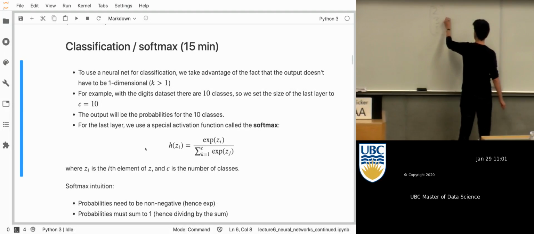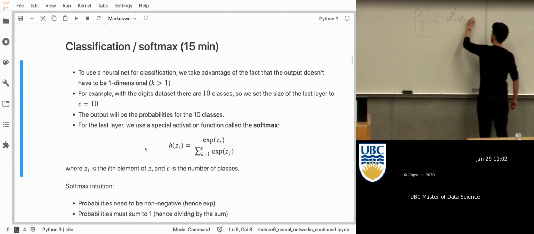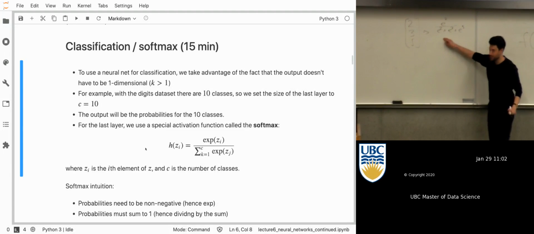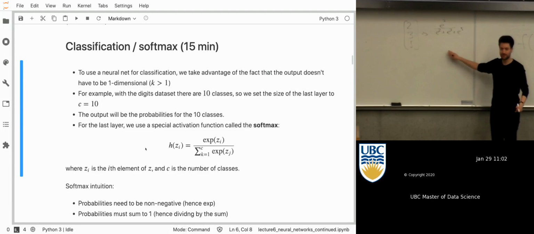So I would get e to the 2 over e to the 2 plus e to the 3 plus e to the 5, e to the 3 over e to the 2 plus e to the 3 plus e to the 5, and e to the 5 over e to the 2 plus e to the 3 plus e to the 5.